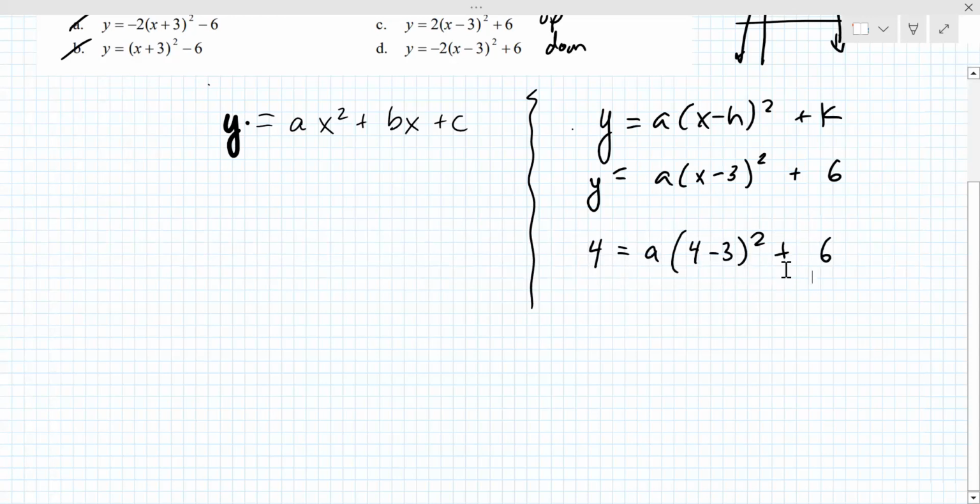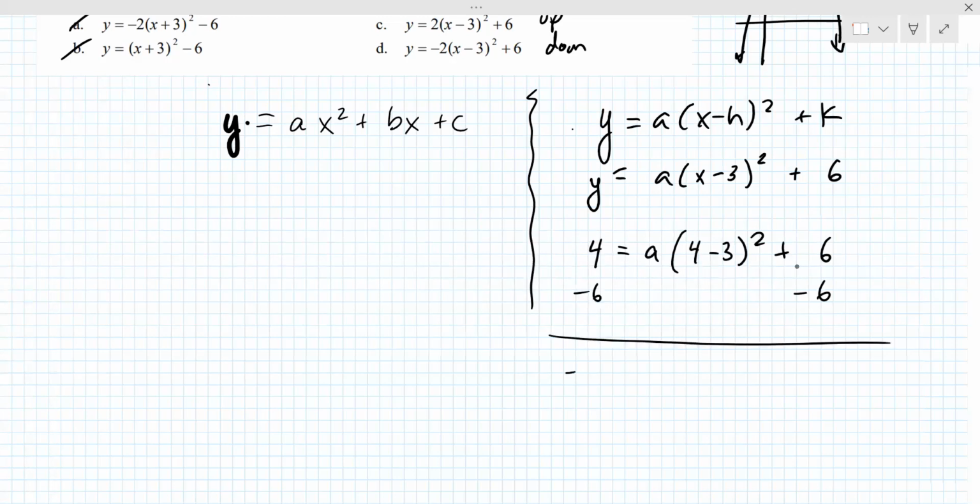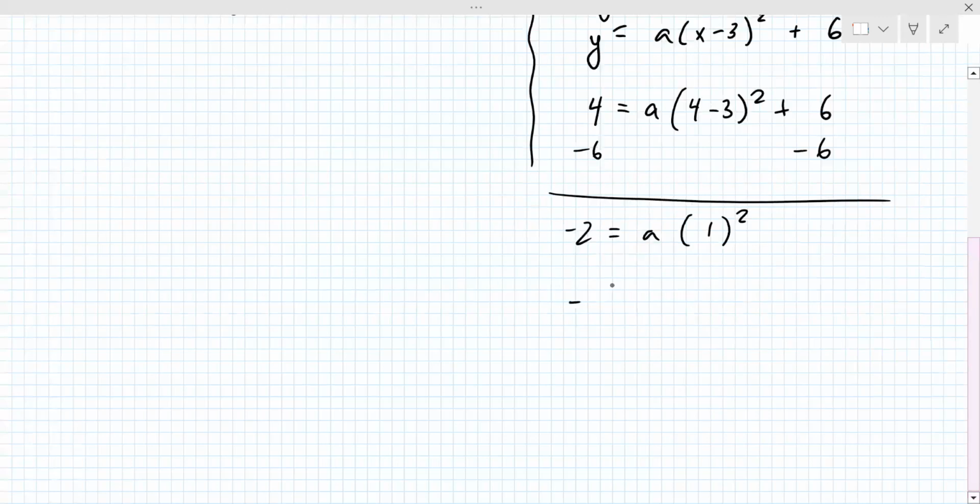So the first thing to do is subtract the 6 from both sides of the equation. The negative 2 equals a. 4 minus 3 is 1. 1 squared is 1. So a is negative 2. Okay. Any questions on that or thoughts on that? No. All right.